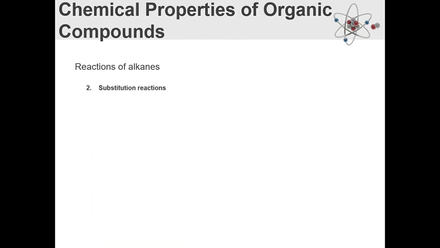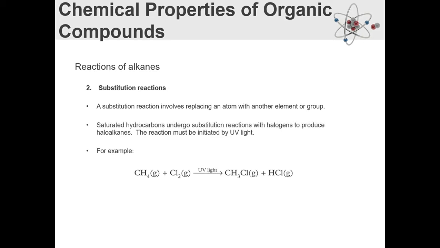Reactions of alkanes. The second thing we can do is something called a substitution reaction, and it's literally in the name. A substitution reaction involves replacing an atom with another element or group. Saturated hydrocarbons undergo substitution reactions with halogens to produce haloalkanes. The reaction must be initiated by UV light. Here we've got chlorine, which is our halogen, and it reacts under UV light to form chloromethane and hydrochloric gas, which is a terrifying thought.